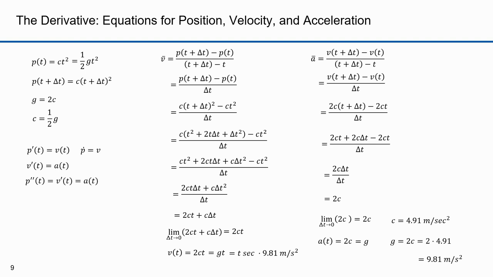There's also a dot notation. This implies a derivative taken over time. P dot equals v, and v dot equals a, and p double dot equals v dot, which equals a.